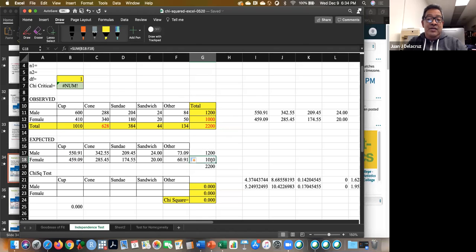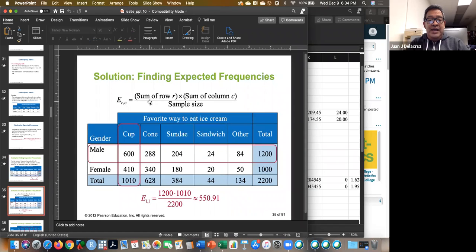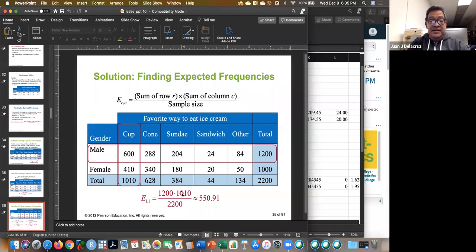So I made the right computation because at the end I have 1,200 males, 1,000 females, and my sample size is 2,200, right? So I solved this case. Well, not quite yet, because there are more steps here. Here we are doing this by hand. In order to find the first, we use the intersection: how many males divided by how many cups, and I'm going to find this number in the expected. That's what we did here. That's what we did in Excel.